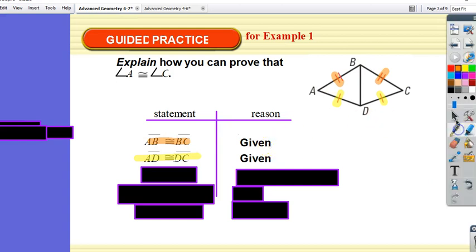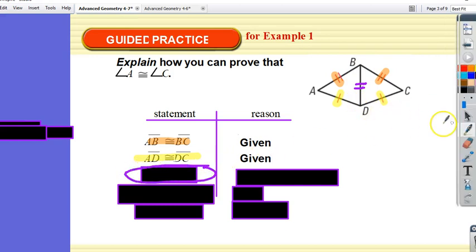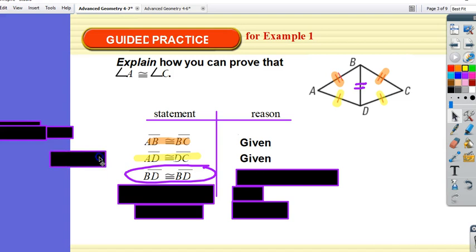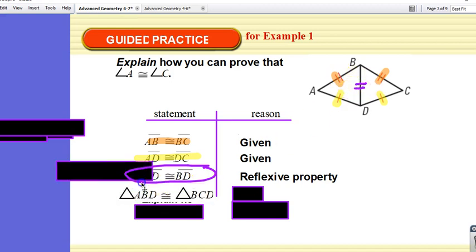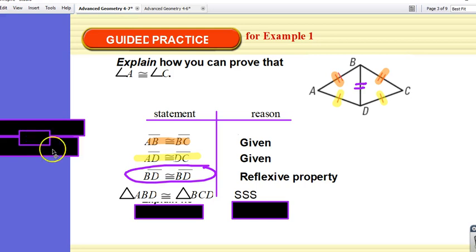What else do we know? Looking at this, I know that BD is congruent to BD. Why? Reflexive. Alright, so now I know that these two triangles are congruent by what? Side, side, side, right? Since the triangles are congruent, their corresponding parts are congruent. So angle A is congruent to C.